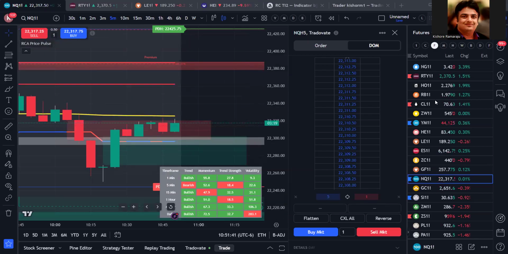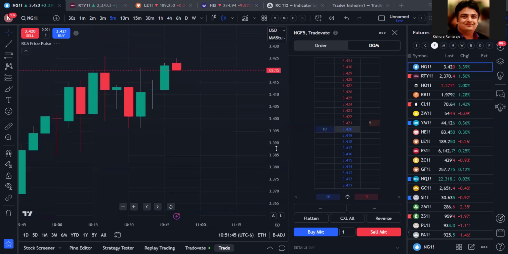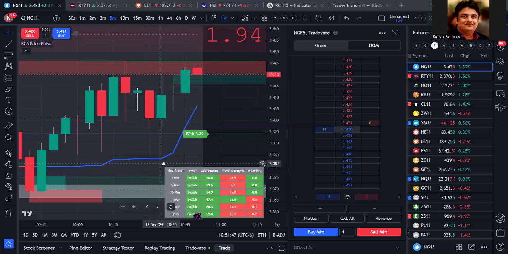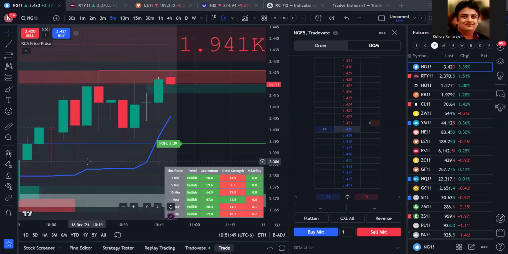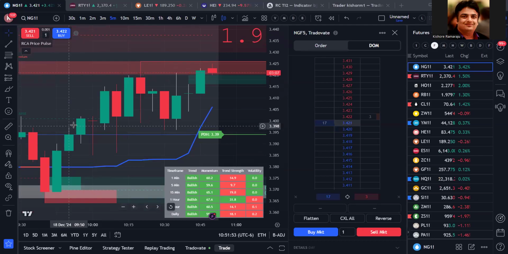But if you understand why we are buying and why we are selling, it will make it easy and you won't panic. Suddenly you buy and suddenly you see a red candle. Let us say you got natural gas here. You saw a red candle. You won't panic.